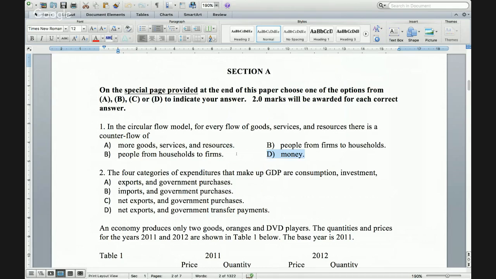So why is it not any of these? Well, the circular flow model is known as the circular flow of income. And money is the means of exchange. When you have firms who are selling goods to households, and households are also providing labor for the work that they do, there's an exchange of money rather than barter. So your counterflow is money in order to pay for the exchange or the flow of these goods or services.